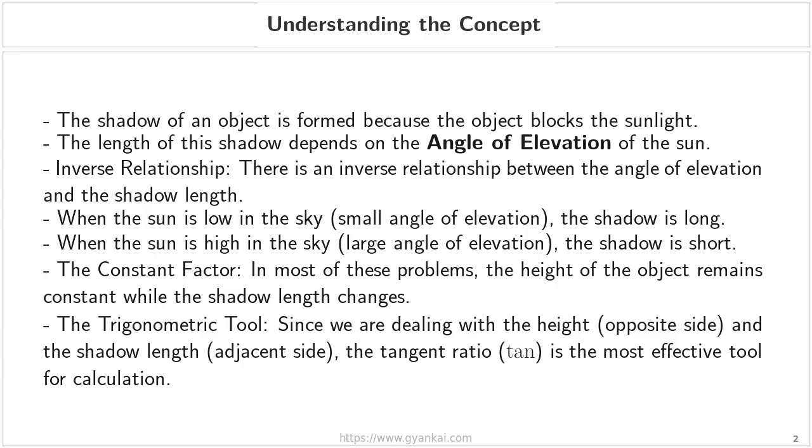Finally, I want to give you a hint on which mathematical tool to use. Since we are dealing with the height of the object, which is the side opposite to our angle, and the shadow length, which is the side adjacent to our angle, the tangent ratio, or tan, is going to be our most effective tool for all our calculations. Keep this in mind, because in the next slide, I will show you exactly how to turn this concept into a step-by-step mathematical model. Now that we've introduced the topic, let's dive deeper into the core concept behind these shadow problems.